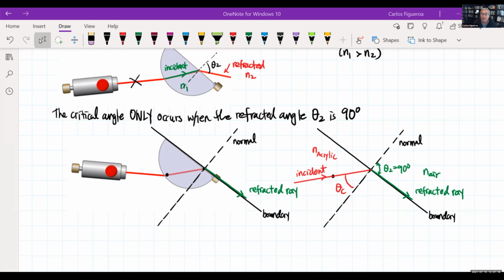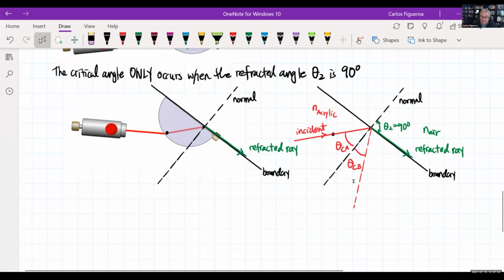So what you're going to see here is that at that angle, there's a second ray, and this is the reflected ray. Since this is a reflected ray, this angle should also be a critical angle. So to try to get better measurements, here's what I'm going to do. I'm going to call that CA, and I'm going to call that CB.